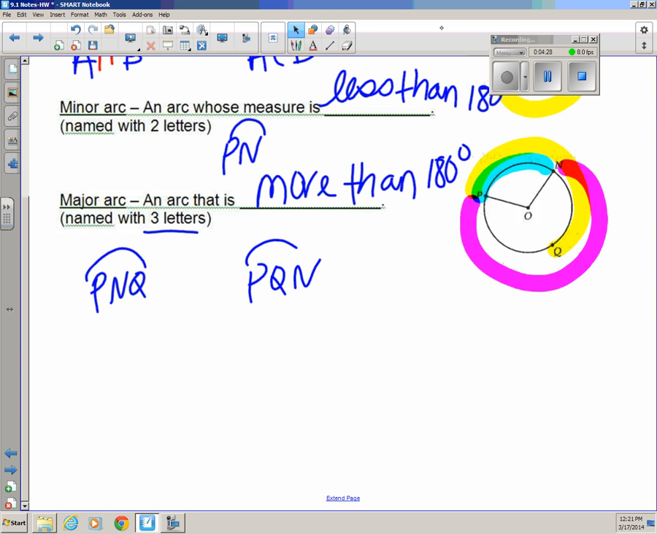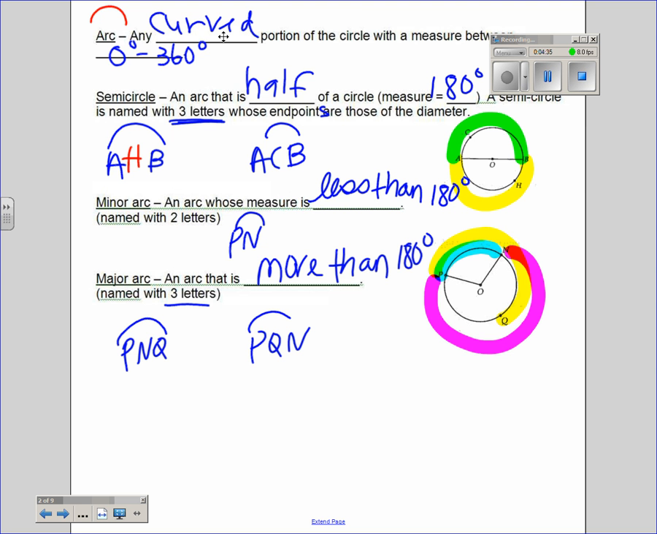All right, so the deal with arcs is if you're dealing with a semicircle, you need to use 3 letters. If you're dealing with a minor arc, you need to use 2 letters. If you're dealing with a major arc, you need to use 3 letters. Either way, you've got to have that symbol for arc.